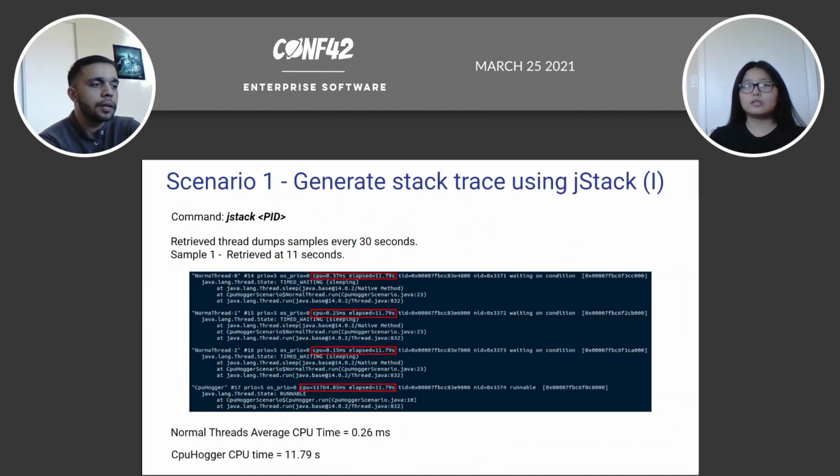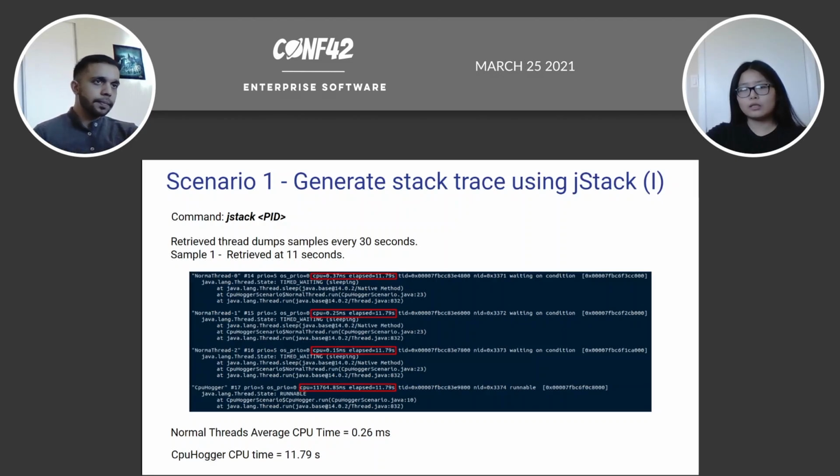One way to debug this scenario is by using jstack. So jstack is a command line tool that gets information about the running threads. It is included in Oracle JDK and OpenJDK. We have retrieved 3 samples using jstack, and each sample was retrieved every 30 seconds. The first sample, we collected at the 11 seconds mark.